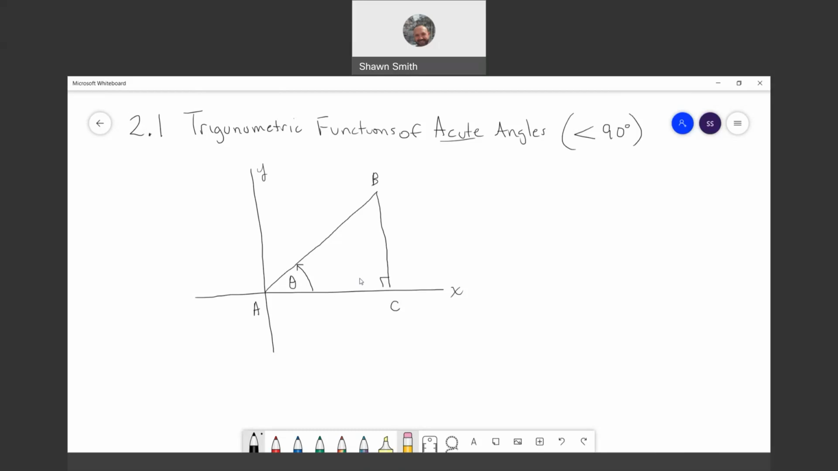All right, so we know that this right here, dash it in blue, that's x units long, right? So whatever that may be. And then from point C up to point B, that's y units long. Then over here, that was r, right?